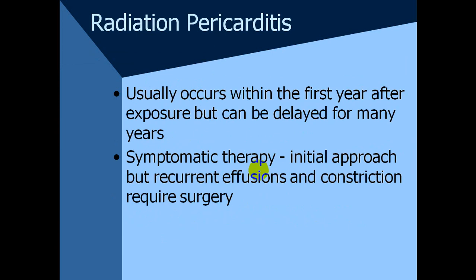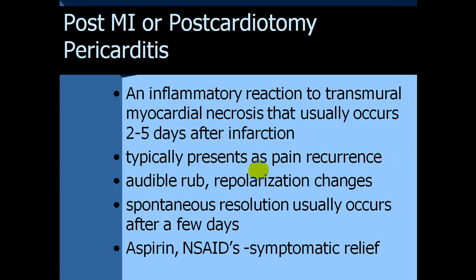Radiation pericarditis usually occurs within the first year after exposure, but can be delayed for many years. Symptomatic therapy is the initial approach, but recurrent effusion and constriction require surgery.